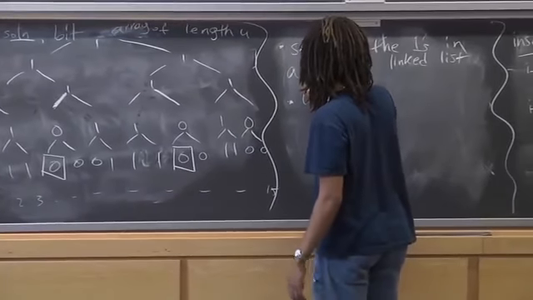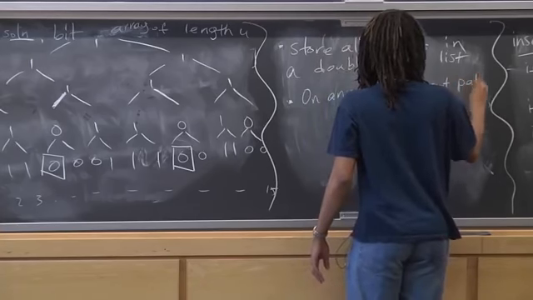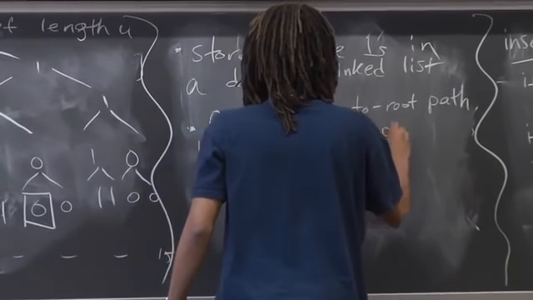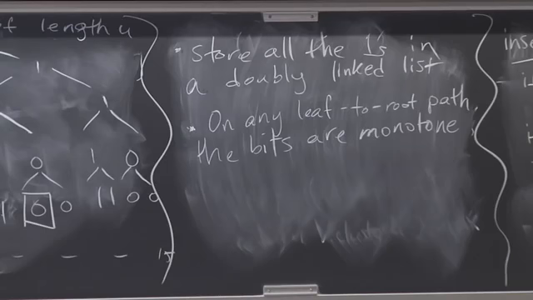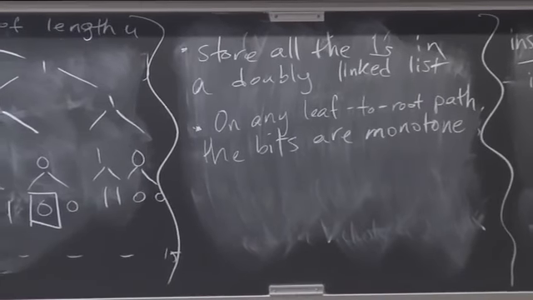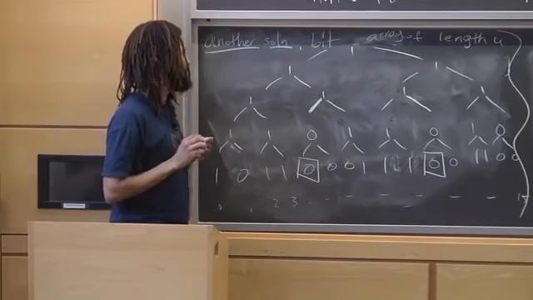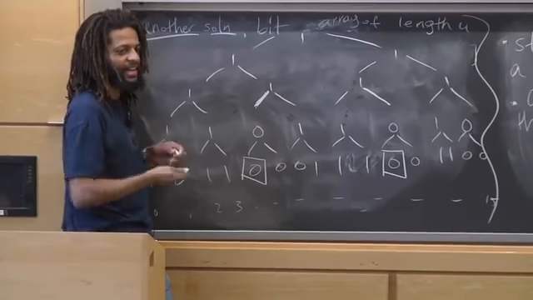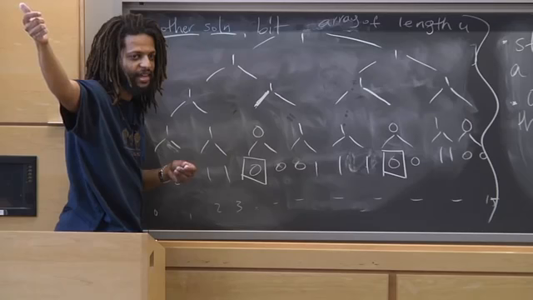Exactly. So the point is on any leaf to root path, the bits are monotone, meaning that they're 0 for a while, and then they're 1 after that. So I can binary search and find the first 1, and that will give me log log u. There's still a catch, though, which is how do I binary search on following pointers? If I need to follow 7 pointers, I need to actually follow them. How can I just access the guy who's 7 above me? You see what I mean?